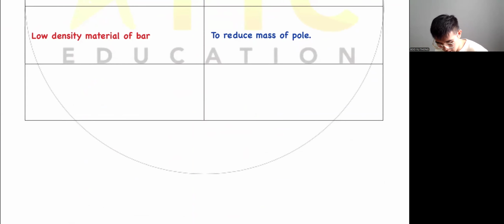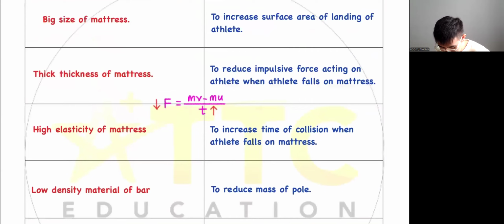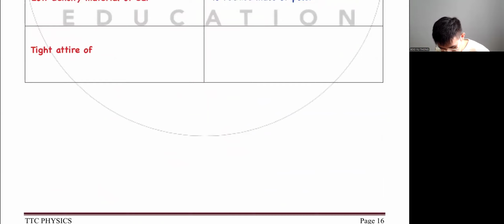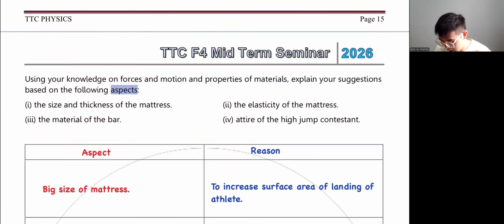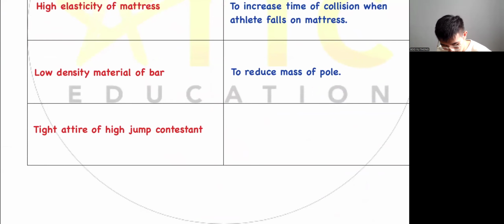Yes, so tight clothing, tight attire. Not tired, attire of the high jump contestant. Remember I told you, you just have to think of the characteristic and what to write, just copy only. Attire of high jump contestant, then I just add another word in front: tight.